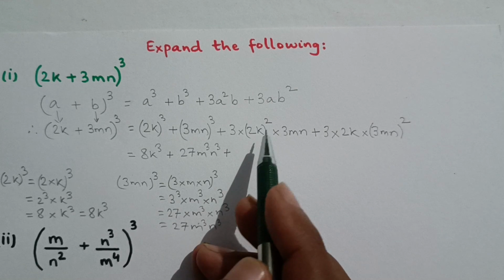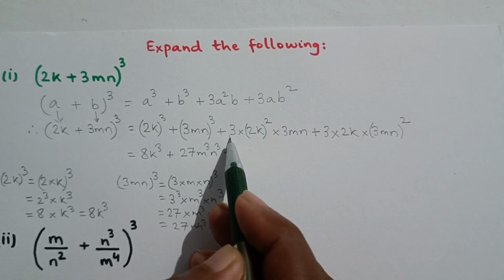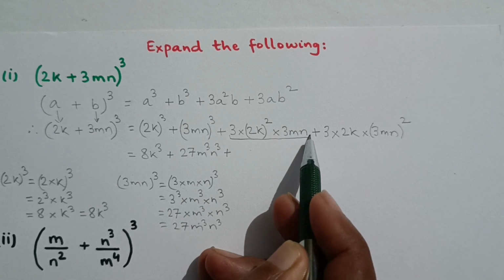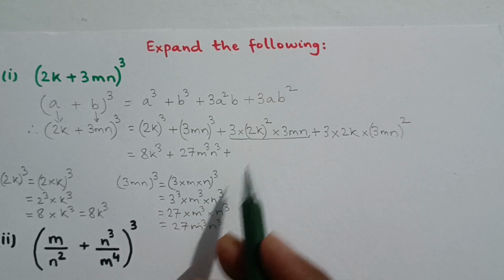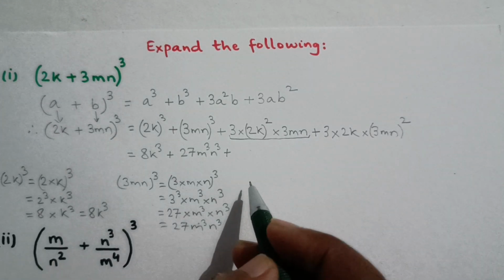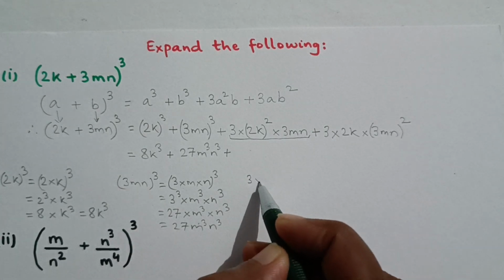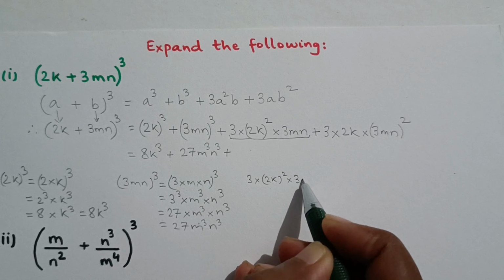Now 3 into 2k whole square into 3mn. This we have to solve. So how much is that? Let us do the working over here. So 3 into 2k whole square into 3mn.